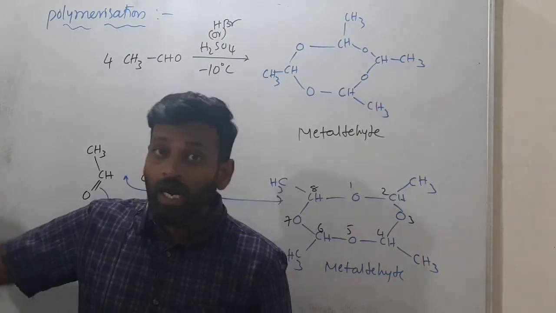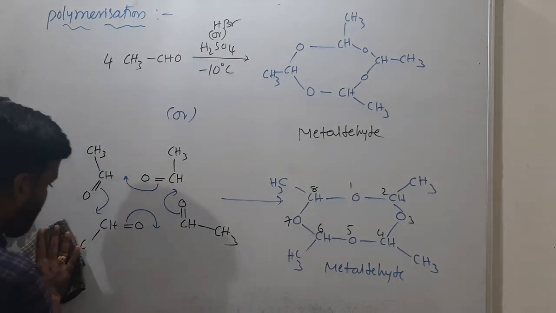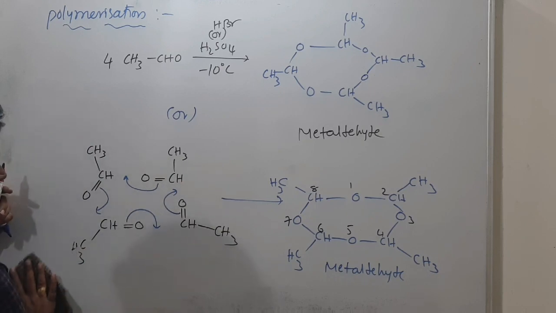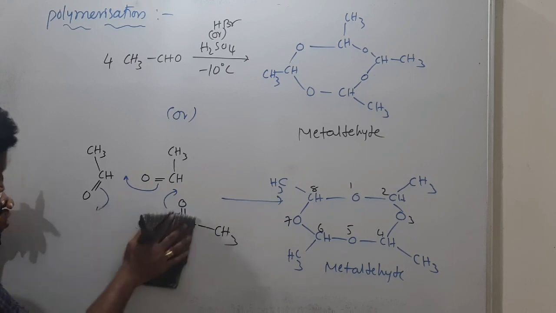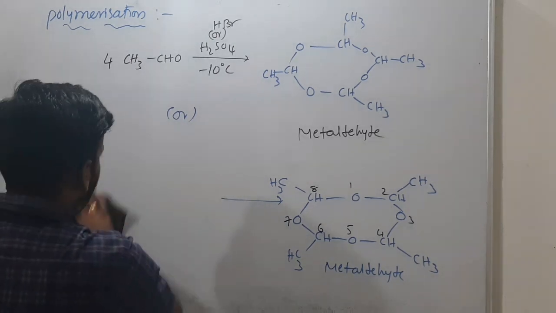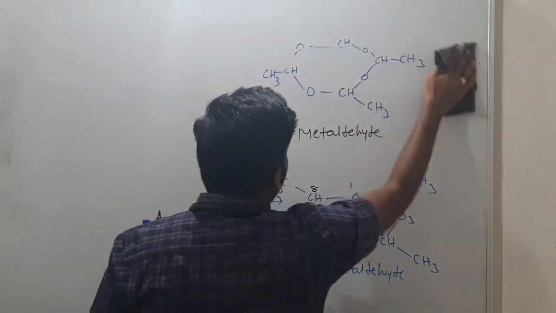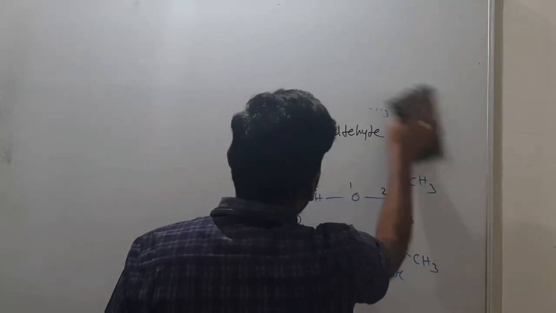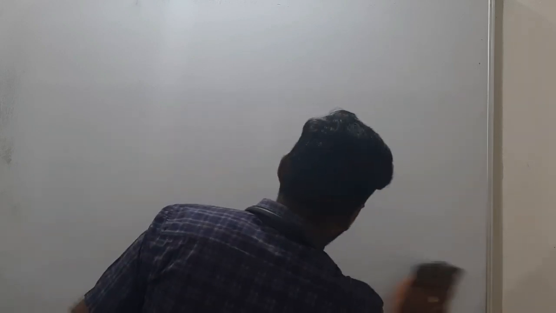So these are about aldehydes and ketones. Understood, everyone? Please note it down. So this is about the metaldehyde formation. What is the temperature required? -10 degrees. How many moles? 4 moles. So this is about how metaldehyde and paraldehyde will form.